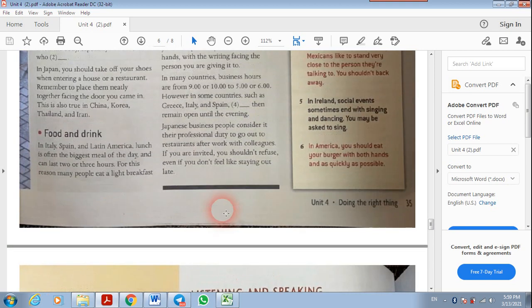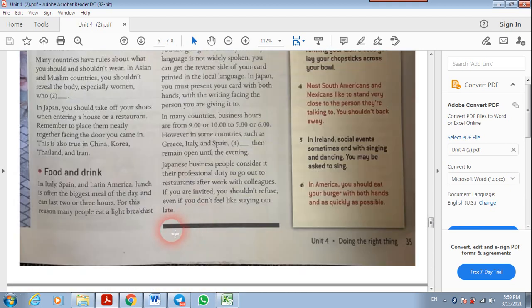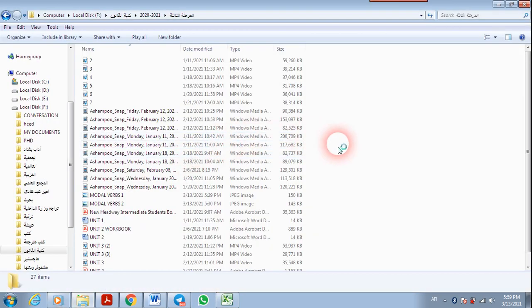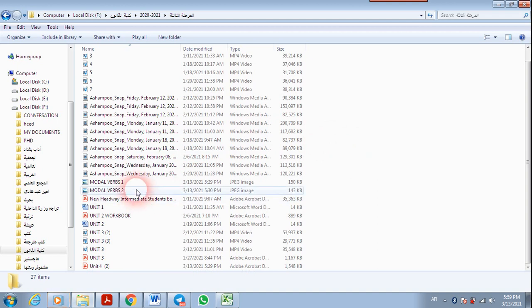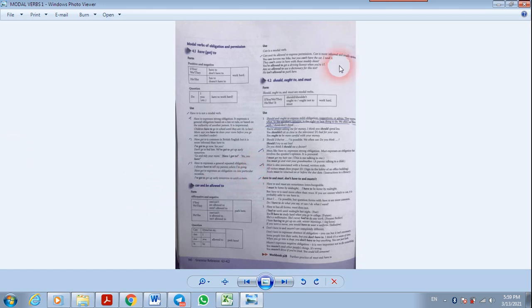And this is the end of the passage. There will be another video in which I will explain the rules related to modal verbs found or given at the end of the book.